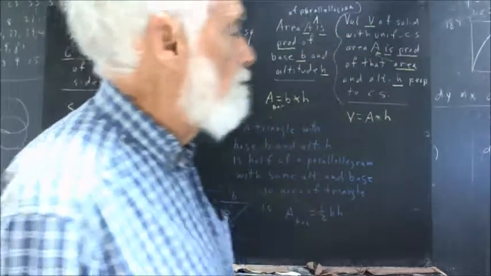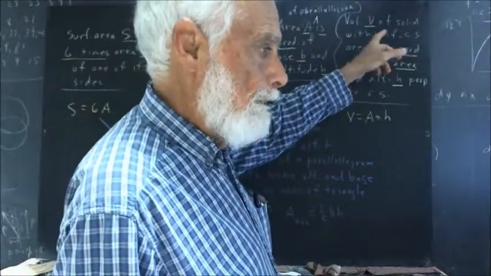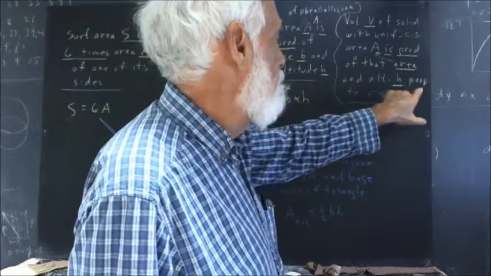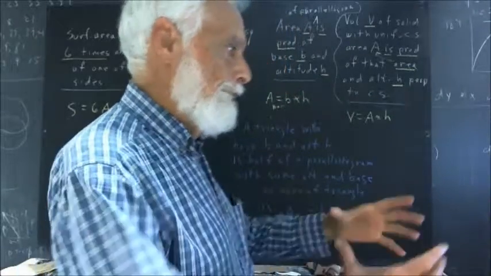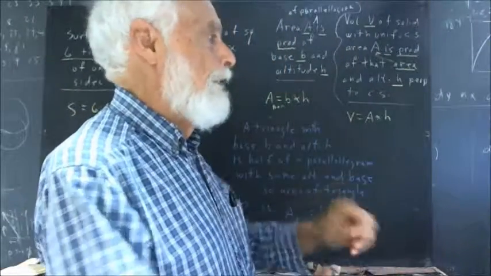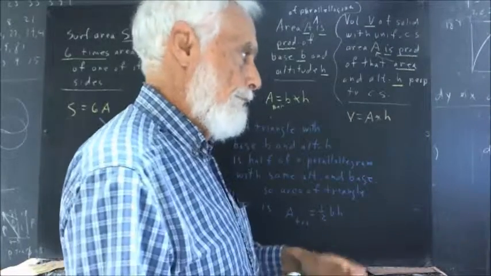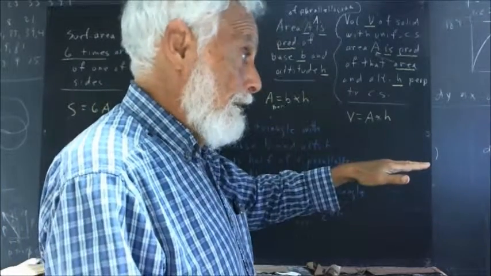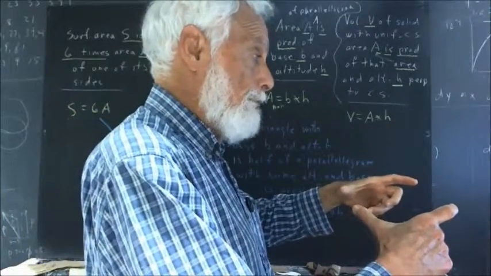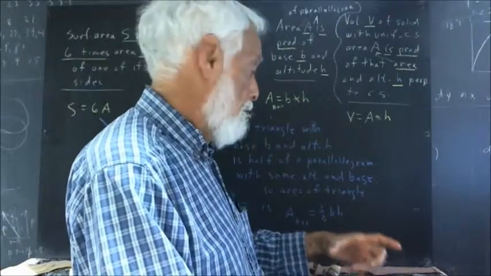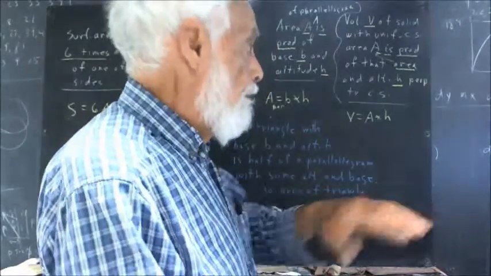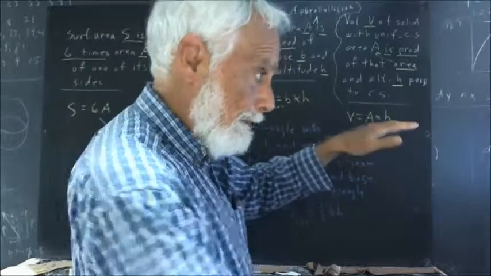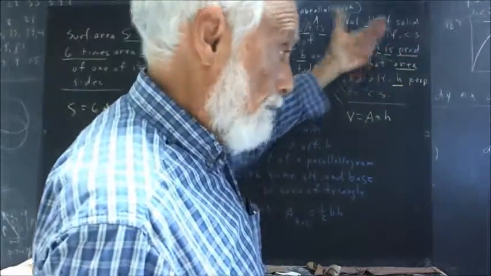Let's go on to this one, though. It says the volume V of a solid with uniform cross-sectional area A is the product of that area and the altitude h perpendicular to the cross-section. As an example, think of a uniform circular cylinder. It's got a circular base. If you cut it parallel to the base, at any point, you're going to get a circle that's the same size as the circular base. So that's called the cross-sectional area. Any cross-section parallel to the base is going to give you the same area.